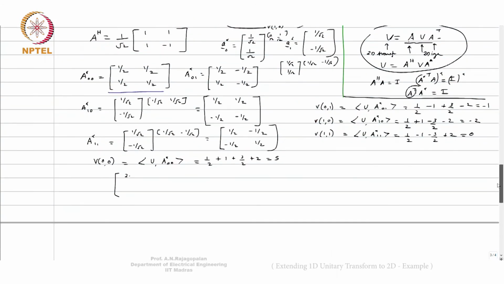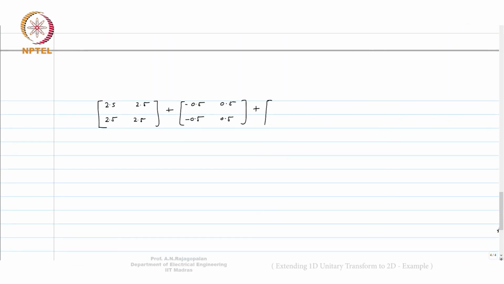minus 2 multiplying A star 1, 0. What is that? Minus 1, minus 1 plus 1, and then the final one is anyway 0, right, because that quotient itself is 0. So if you add all this, 2.5 minus 0.5 is 2, minus 1 is 1, 2.5 plus 0.5 is 3, minus 1 is 2, 2.5 minus 0.5 is 2, plus 1 is 3, 3 plus 1 is 4, right? So this is equal to u.